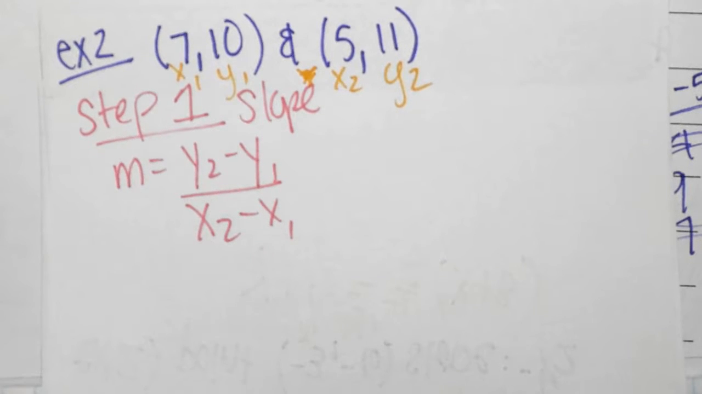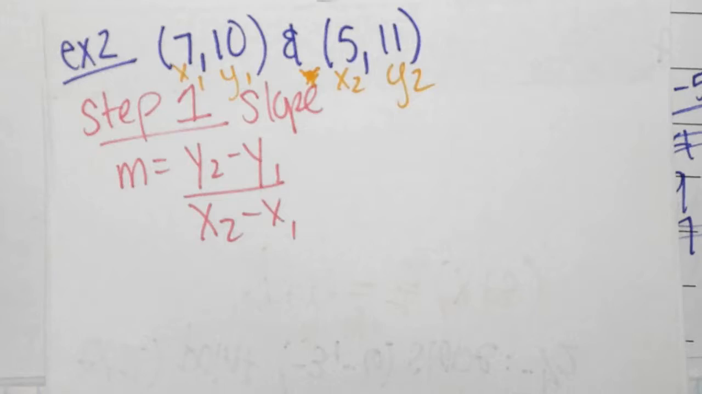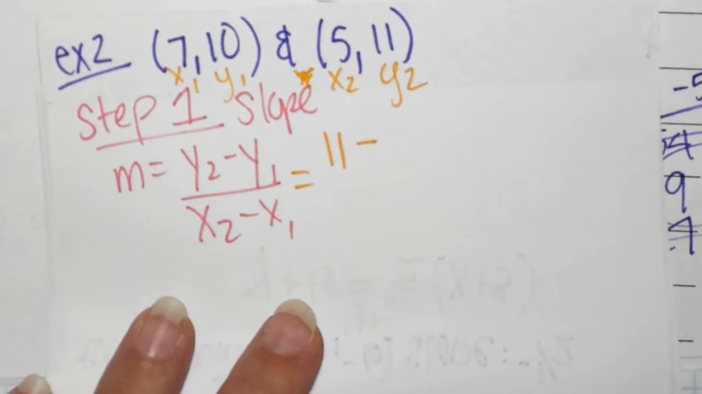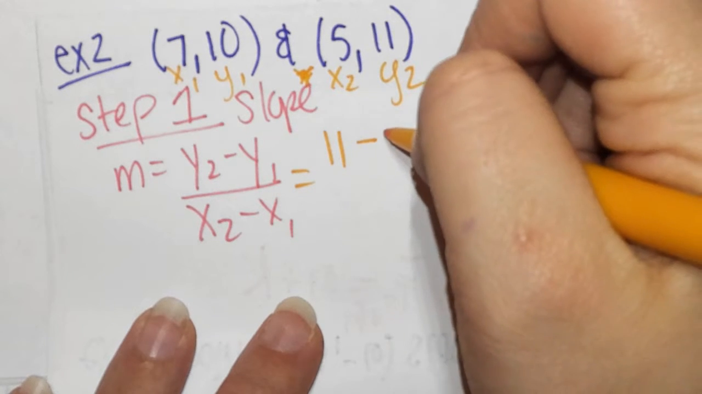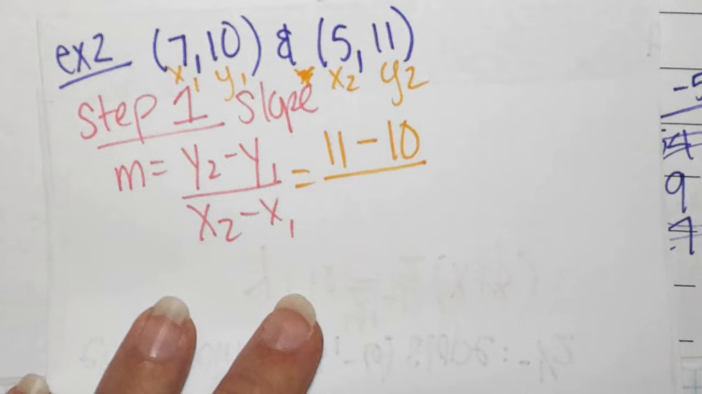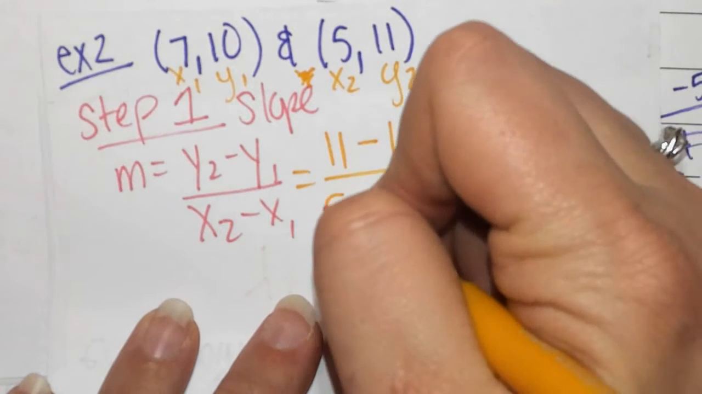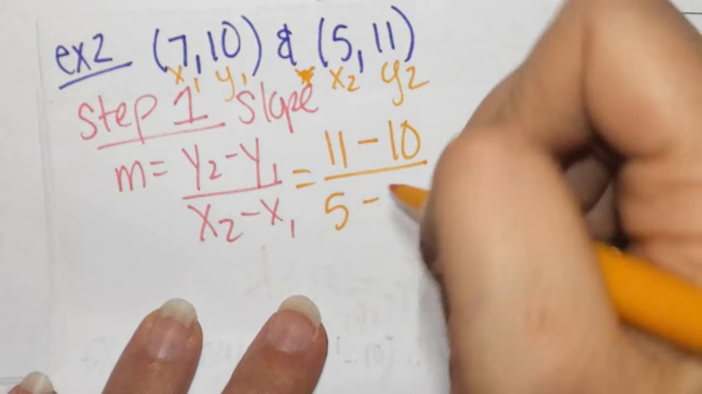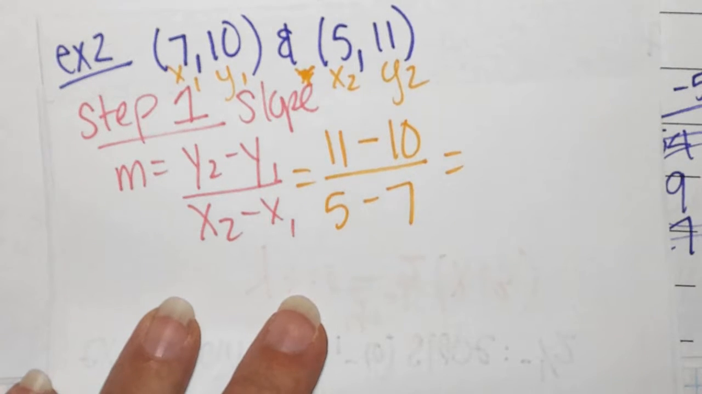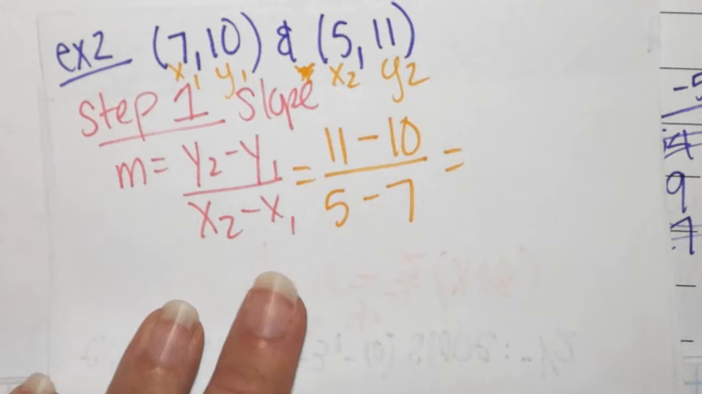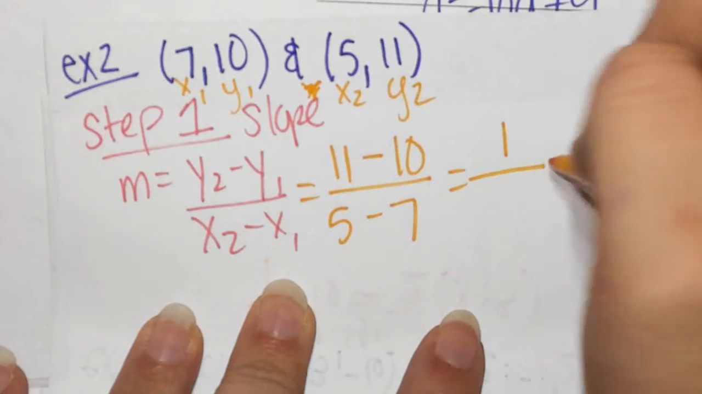Are we ready? Alright, what is our y2? 11 minus, Henry, can you tell me y1? 10. Fantastic. Divided by, what is my x2, Rebecca? Minus x1, Adam. 7. Alright, what's 11 minus 10, Ever? 1. Yes, good.